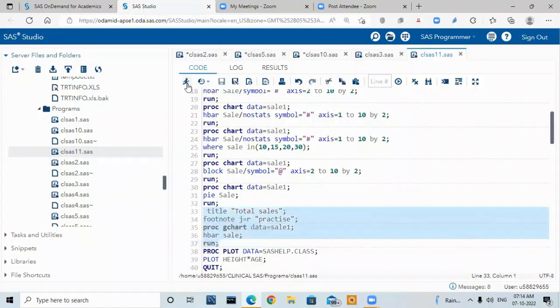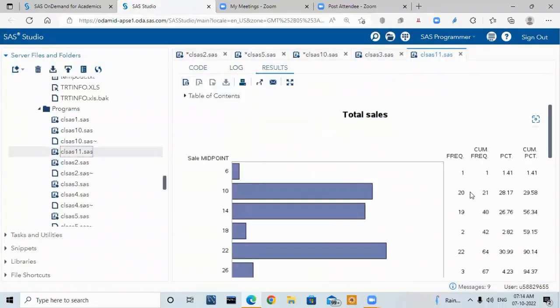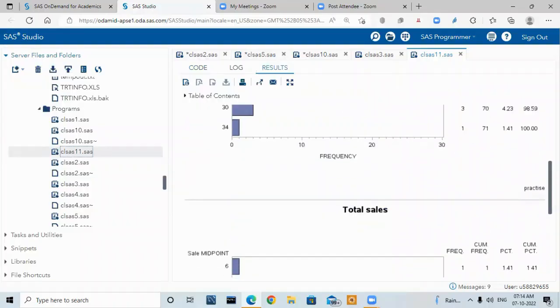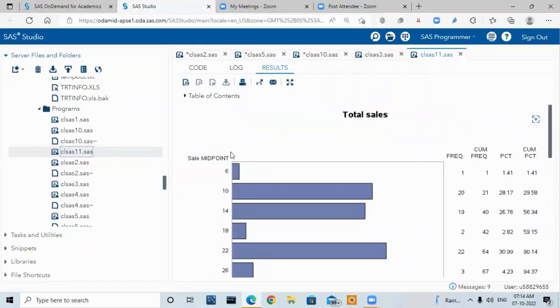Whether it's working or not. First of all, sometimes it will work, sometimes it will not work. Okay, it is working, right? So this is giving the colorful graph. The colorful graph is drawn by using the proc GCHART.